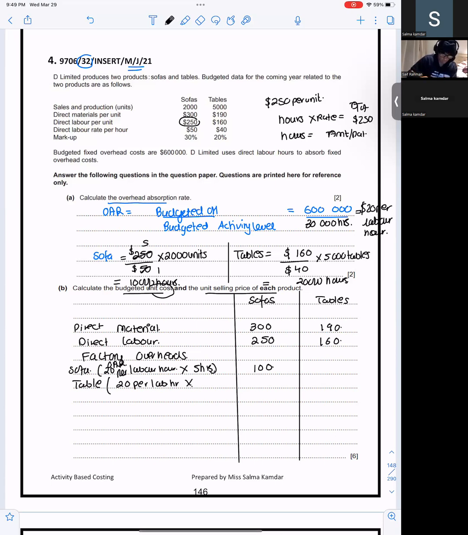How many hours do you need to make one table? We need 4 hours. How did I get 4 hours? To get the hours, amount divided by rate. To get the hours, amount divided by rate. So OAR is 80.